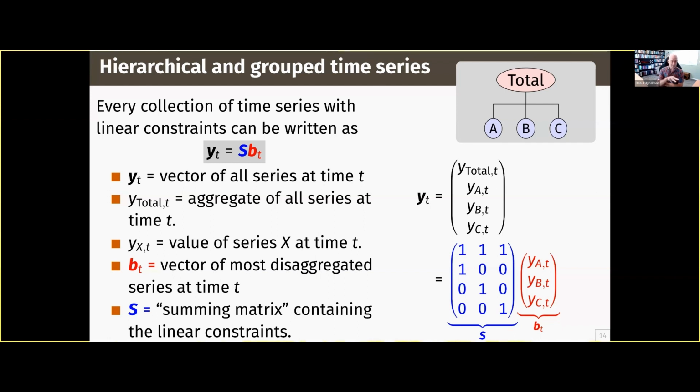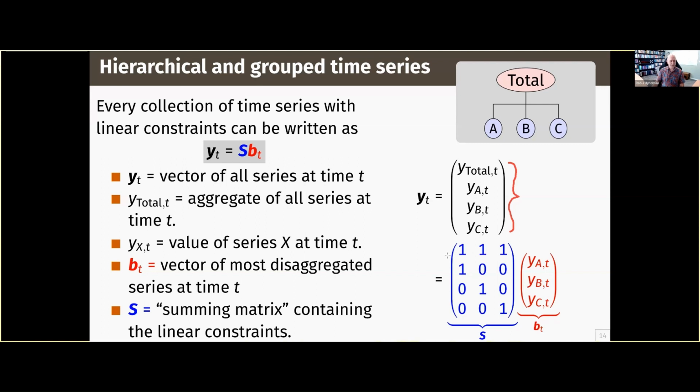We've got 3 bottom level series at the most disaggregated level. The sum of those gives us the total. So there's 4 series in total, and they are given by this 4 vector here, where you've got the total at the top and then the 3 disaggregated series at the bottom. And we can write that using this notation, this S matrix multiplied by the bottom level series. And the S matrix just shows how you combine the bottom level series to give the series that form the whole vector.